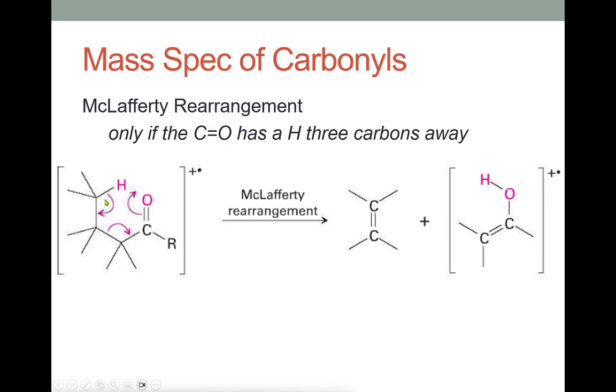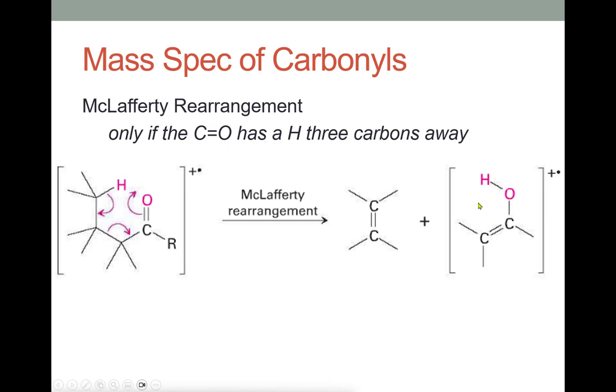And that allows this sort of simultaneous shuffling of electrons, whereby the double bond from the oxygen can grab onto a hydrogen from that third carbon away. Its bonding electrons can go in to make a double bond here, and then break that off from breaking a sigma bond here, pretty unusual, breaking that off into two fragments. So what I get from a McLafferty rearrangement is an alkene from the carbon that was 3 away and the carbon that was 2 away, here. And I get now this enol structure that used to be the carbonyl.